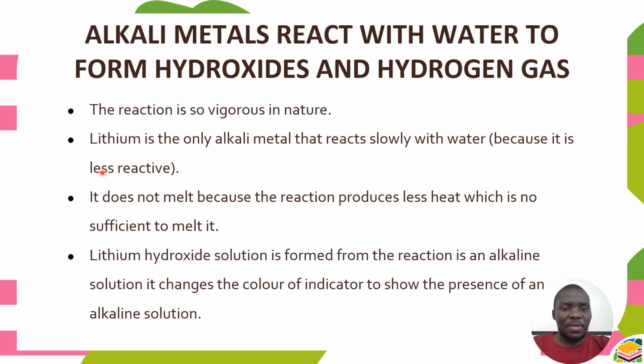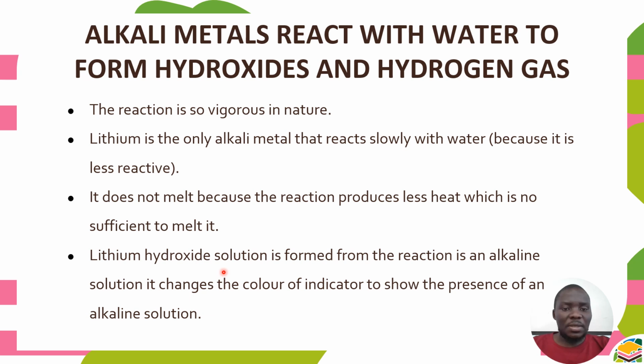Remember, we said reactivity in metals depends on how easily they release the valence electron. So since lithium has a small atomic radius, we expect that the valence electron is strongly attracted to the nucleus, hence it cannot release it easily. That makes lithium less reactive. So it reacts slowly for that reason. It does not melt because the reaction produces less heat, which is not sufficient to melt it.